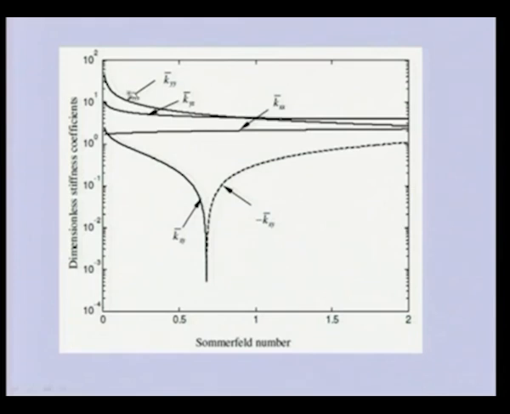kxx, kyy, kyx. This particular kxy becomes negative, so it has been shown in this region as a dotted line. So this is negative, because this is a semi-log plot. So there we cannot plot the negative value. So we have taken the absolute value of that and it is indicated by a dotted line, as these are the negative values of the stiffness.